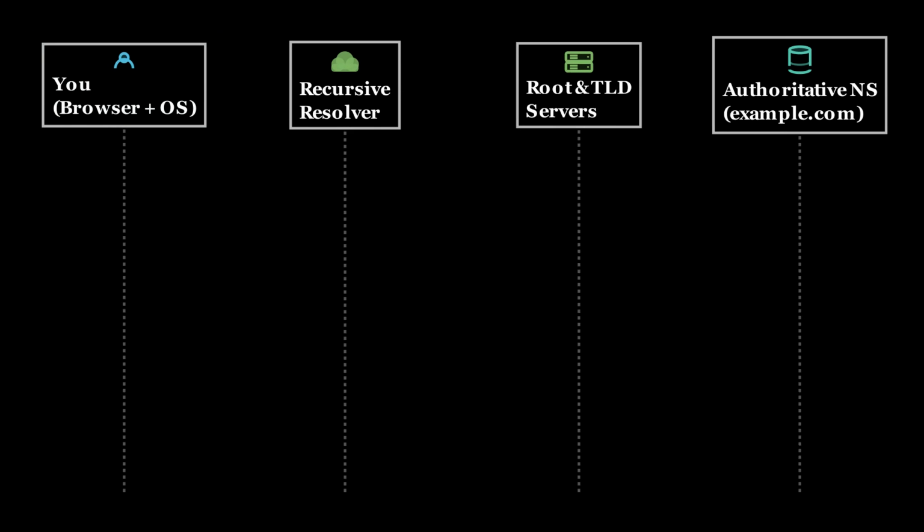Meet the lookup chain, your browser and operating system with their own little caches. A recursive resolver, usually your ISP's or a public one, that does the real legwork. And the name server hierarchy, the root and top-level domain servers that hand out directions, and the authoritative servers that actually hold the answer.